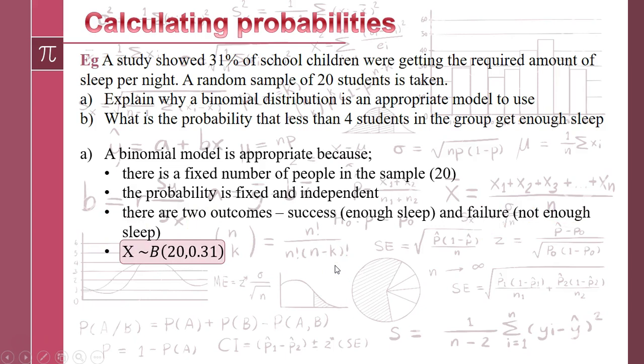So what we've got is a binomial, and we can describe it as x, our random variable, being distributed binomially with n being 20 and p being 0.31.